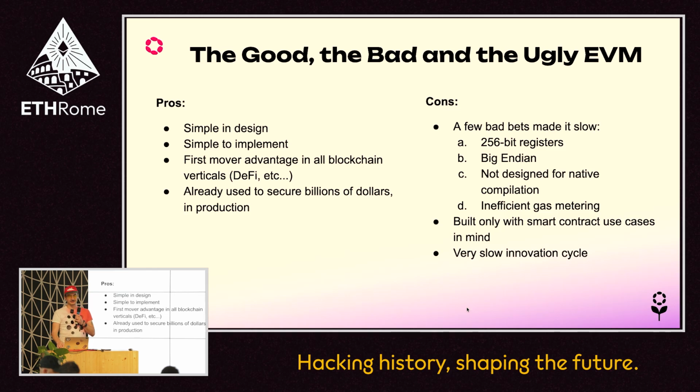Since then, there is a very slow innovation cycle, unfortunately, due to the Ethereum Foundation taking their decisions in years. So it will take another 2 years to actually implement RISC-V on EVM.